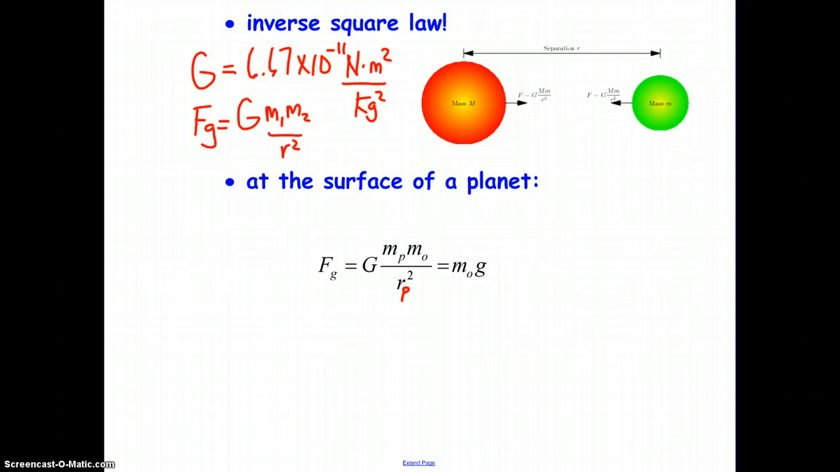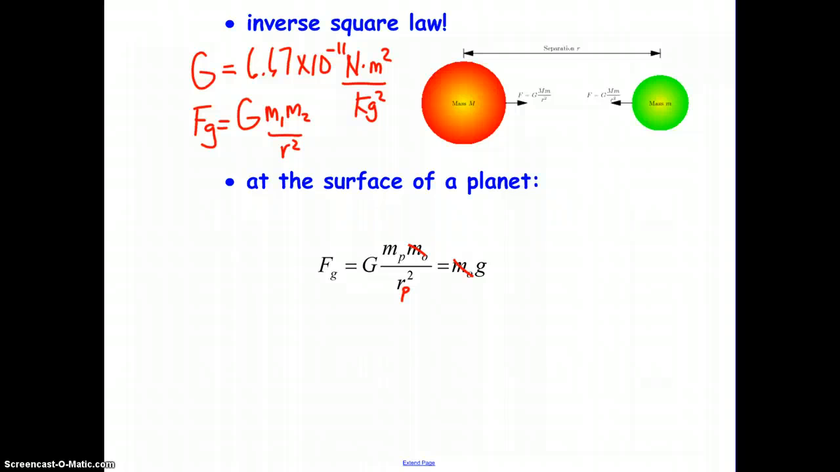Well, what we can see here is, since these are equal to each other, that we can cancel the mass of the object, and now we have another way to calculate the acceleration due to gravity at the surface of the planet: big G, mass of the planet, over radius of the planet squared.